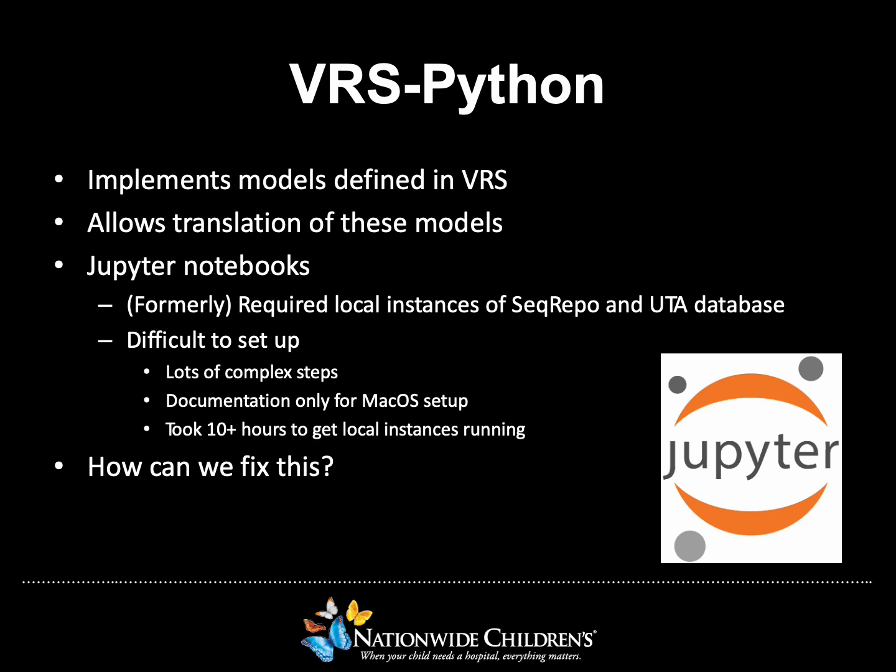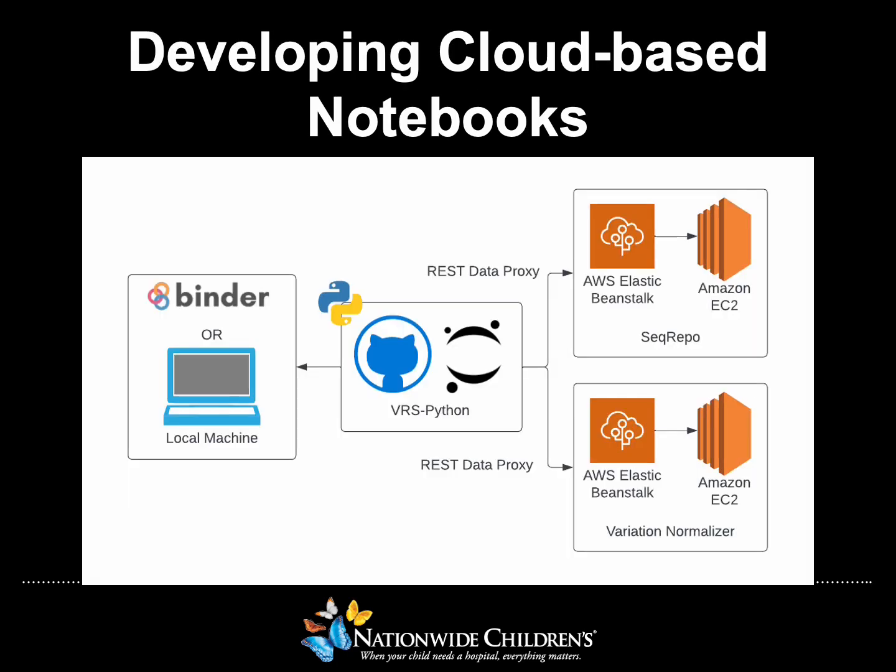So, what do we do to fix it? To overcome the barriers for introduction to VRS, we developed cloud-based notebooks to educate potential adopters. We eliminated the need for users to have locally running instances of SeqRepo and UTA by hosting those dependencies on AWS Beanstalk apps on EC2 instances. VRS-Python now uses a REST data proxy to retrieve information from SeqRepo and an additional REST data proxy to retrieve the needed information from UTA from our lab's variation normalizer.